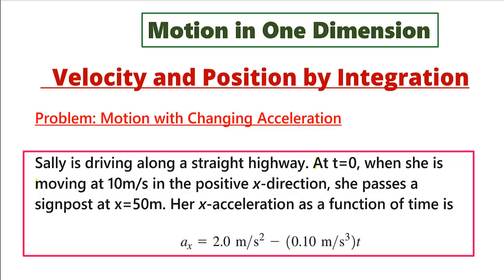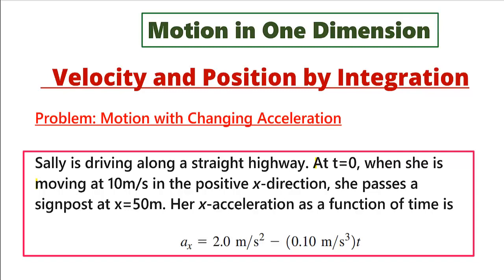Hello friends, in the last video we have seen how we can determine the position and velocity of a particle when it is moving with a non-uniform acceleration. That is, if an object is moving with a non-uniform acceleration, we cannot apply the formulas s equals ut plus half at square, v square equals u square plus 2as, or v equals u plus at. So we have to do this by integration.